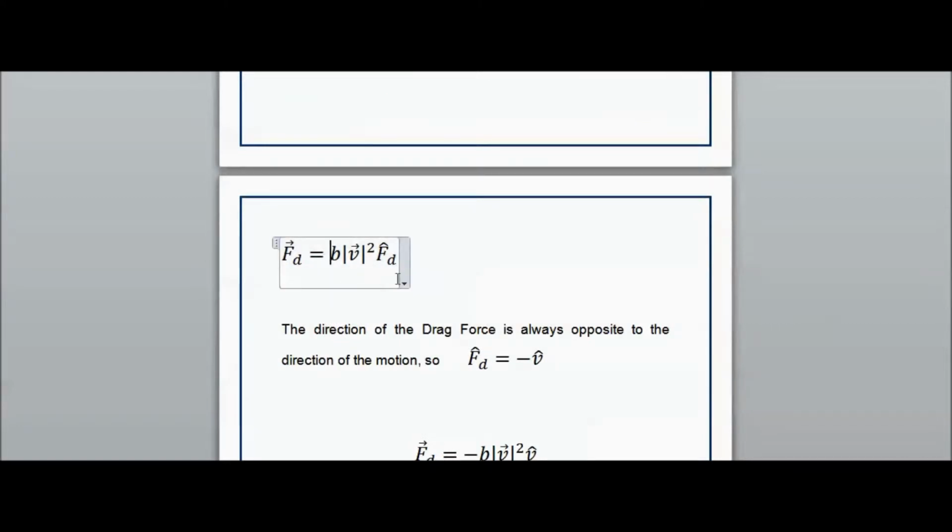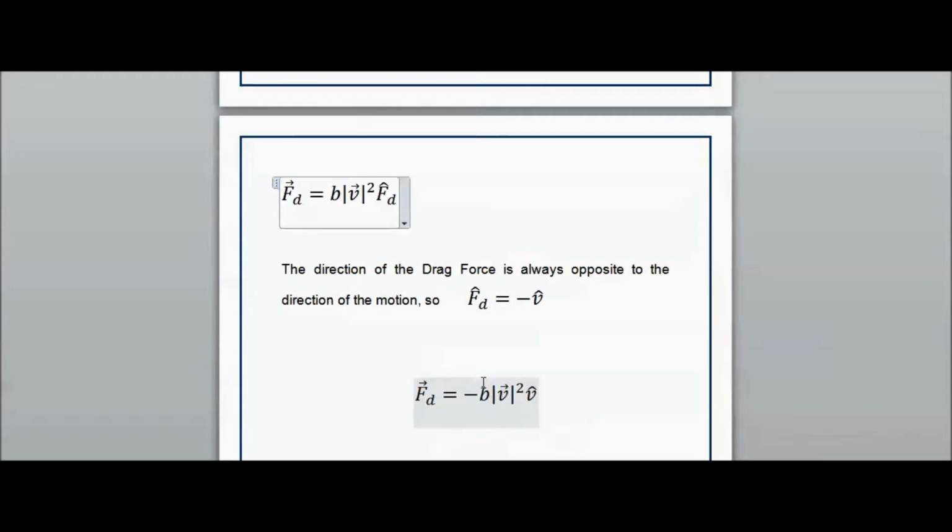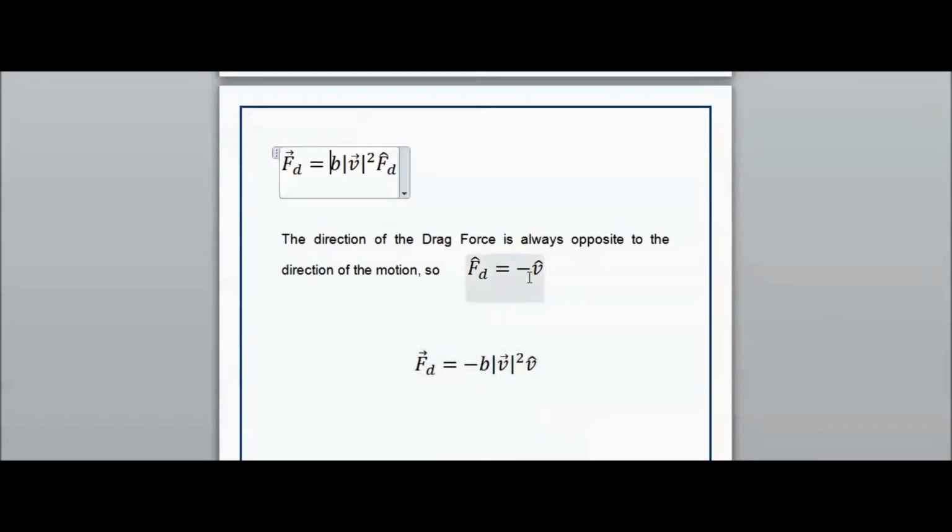The factor B incorporates the dependence on the mentioned factors: the cross-sectional area, the shape, and the density of the air. The direction of the drag force is always opposite to the direction of the motion, so the unit vector of the drag force is opposite to the unit vector of the object velocity.